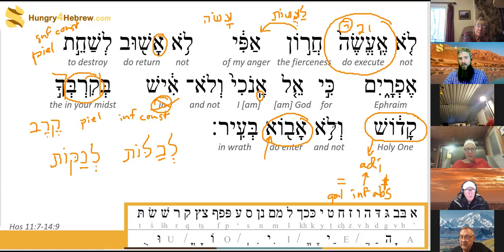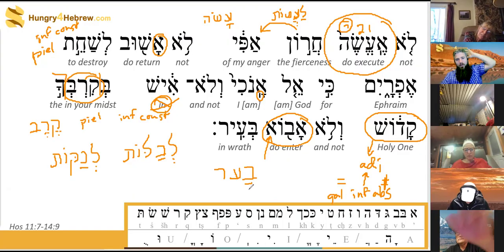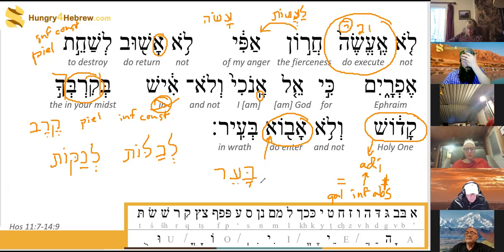Velo avo, and I will not come, enter, arrive. Be'ir. Ear. Now, doesn't this look an awful lot like in a city? But it's not. So what are we looking at here? What's the root? Ba'ar, bet ein resh. So I guess bo'er or ba'er. I think ba'er is a state of being verb having to do with being on fire or burn. Yeah, burning, exactly. So then if I turn it into a hifil, it becomes... Now what does it mean?